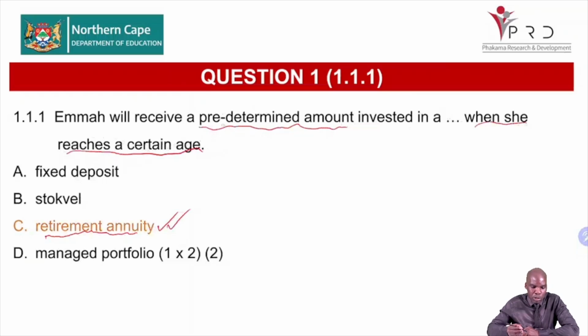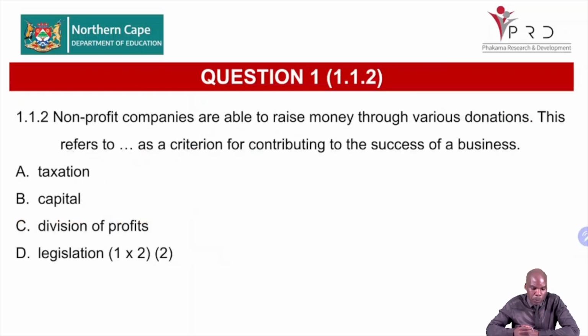Okay, let's move on to question 1.1.2. Non-profit companies are able to raise money through various donations. This refers to dash as a criterion for contributing to the success of a business. Think through the question and then come up with the best response to the question. A, taxation. B, capital. C, division of profits. And D, legislation.